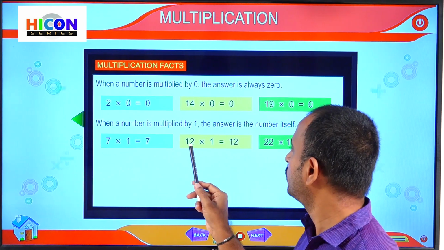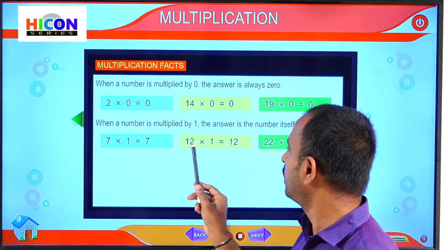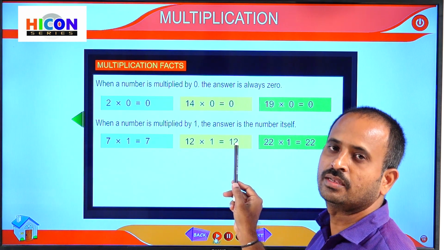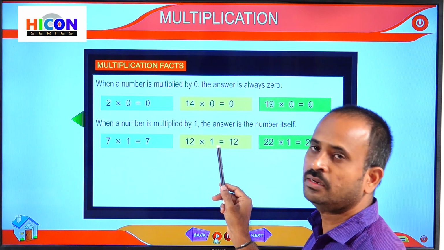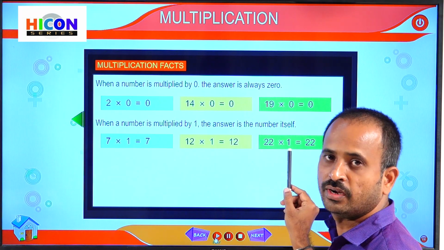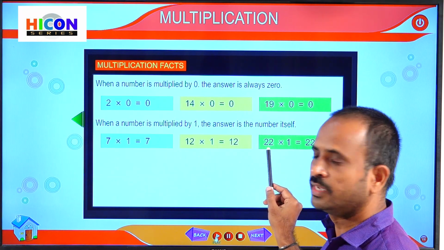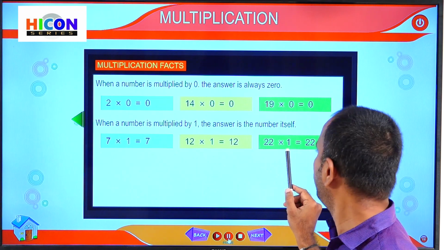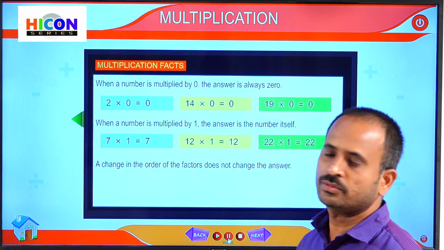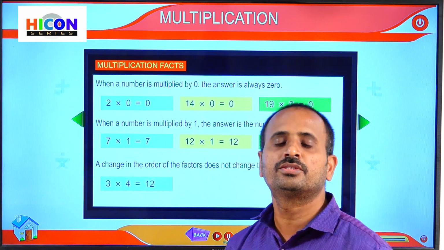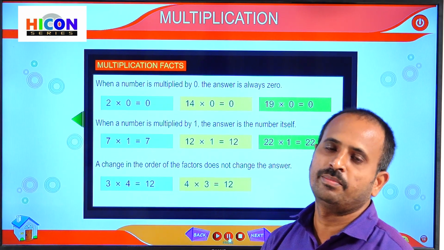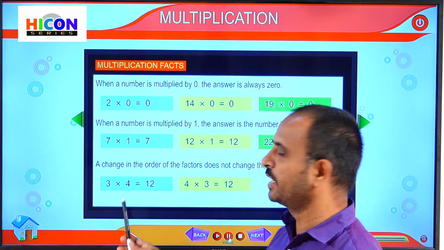See the next example, 12 into 1. Here the number 12 is multiplied by 1, again we get the same number 12 as the answer, that is 12 1 jar, 12. And see the third example, 22 into 1. Here the number 22 is multiplied by 1. So again we get the answer as 22. So 22 1 jar, 22. So from these examples, we can understand that if a number is multiplied by 1, again we get the same number. So see the next multiplication fact.